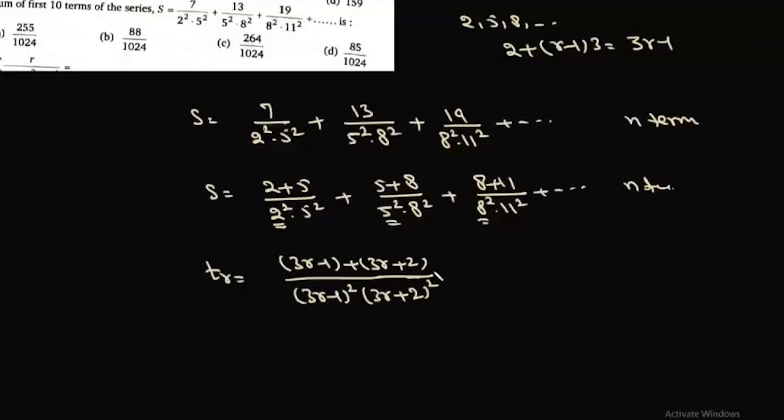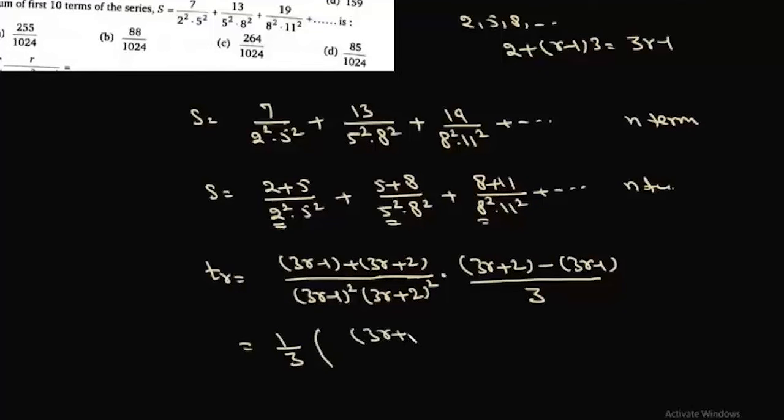Now since we have to solve this question, we need to use the method of difference and we have to introduce a minus sign. So what we'll do is, we'll multiply and divide it with 3r plus 2 minus 3r minus 1, which essentially is 3. So we'll multiply and divide it with 3. Now this is a plus b into a minus b. So we can write 1 by 3.